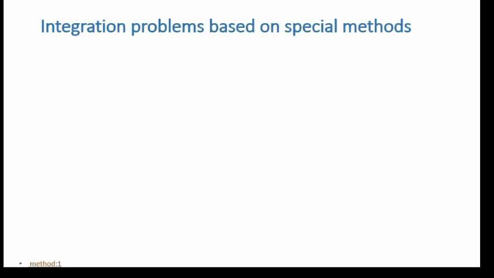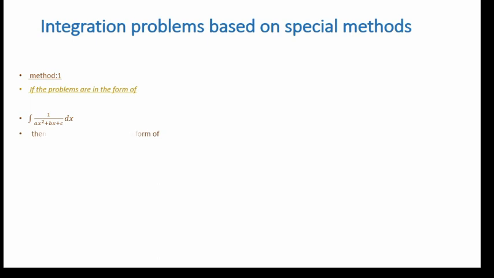Today I am going to explain some problems on integration by using some special methods. In that, method 1 has 3 models. In that, the first model is in the form of integration of 1 by ax square plus bx plus c into dx. So it may be converted into the following ways.